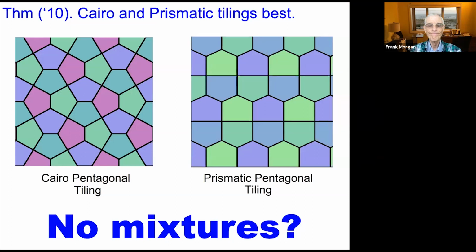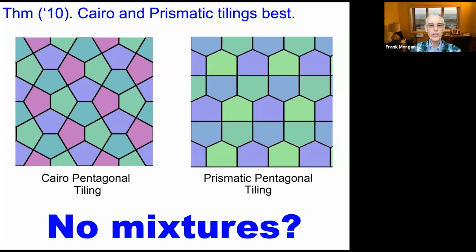Well, there's one thing lacking in this result. We have the Cairo tiling is great, the prismatic tiling is great. Is it possible that you could do equally well by mixing Cairo and prismatic tiles? So I sent out a challenge to students of the world. I said, I challenge you to prove that you can't have a tiling that mixes Cairo and prismatic. They just don't fit together.